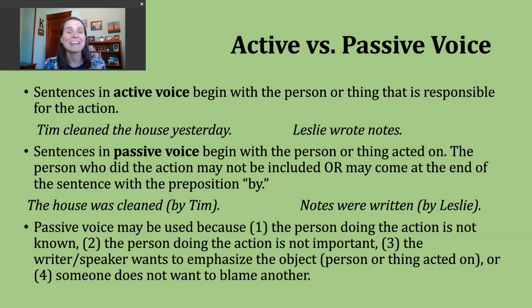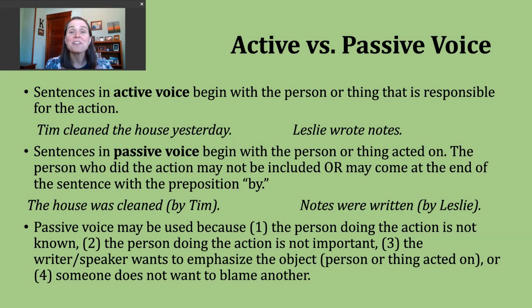So here, these are both past tense sentences, and that's what we're going to talk a little bit about today. I'm using a past form of be, and then I'm using the participle form of the verb. Okay. So I've got two other examples. Leslie wrote notes, right? So wrote is past tense. I could also just say notes were written, or notes were written by Leslie.